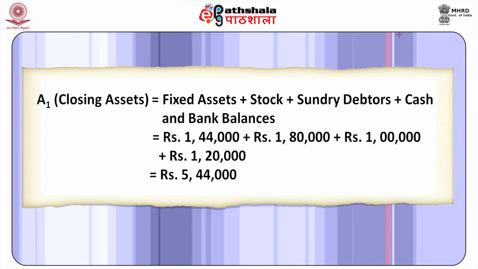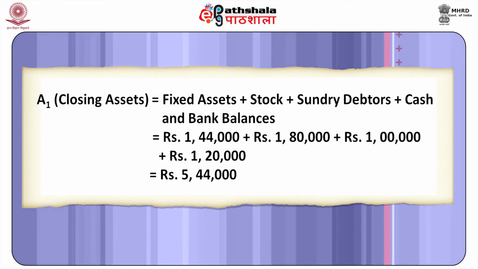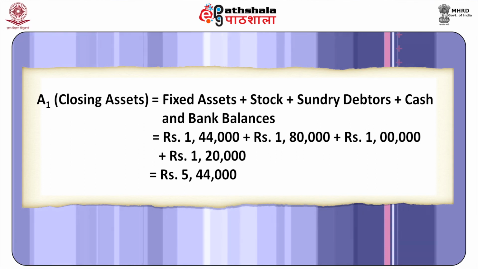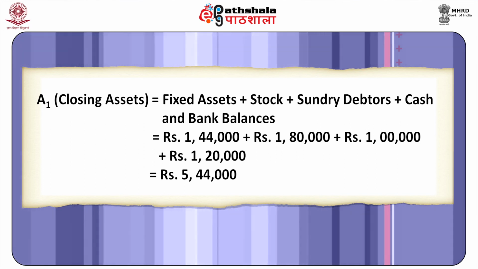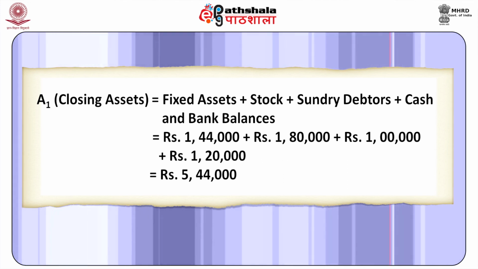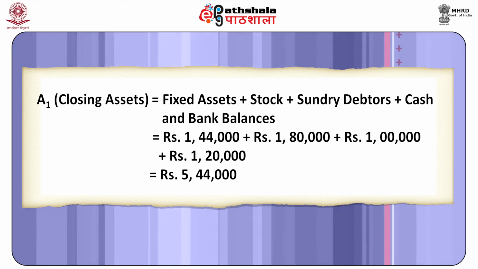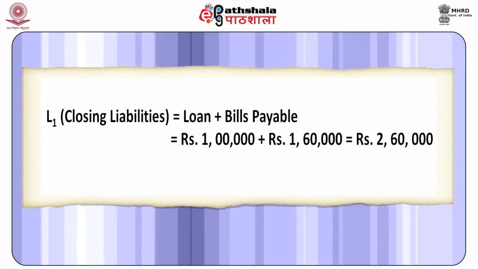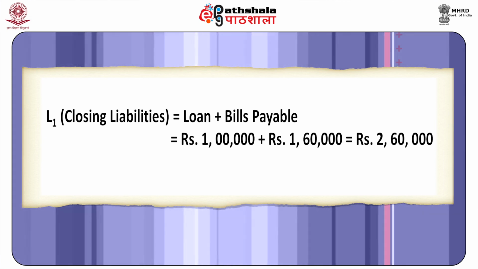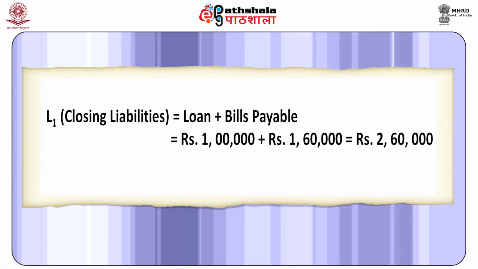Now let's come to the B part, determination of the values of L1 and A1. Here A1, that is closing assets, is equal to fixed assets plus stock plus sundry debtors plus cash and bank balances, where rupees 1,44,000 plus 1,80,000 plus 1 lakh plus 1,20,000 will amount to rupees 5,44,000. Now L1, that is closing liabilities, is equal to loan plus bills payable, that is rupees 1 lakh plus 1,60,000, which will give you rupees 2,60,000.